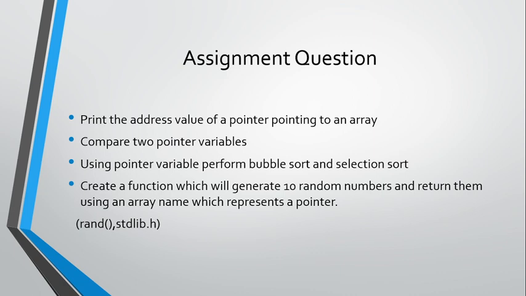So a random function should be created. For that we will be using the stdlib.h file. There's a function called rand. Using that we can generate numbers, and you have to store them in an array and then pass that. So that function will be returning a pointer variable. That's the thing. You try these things.